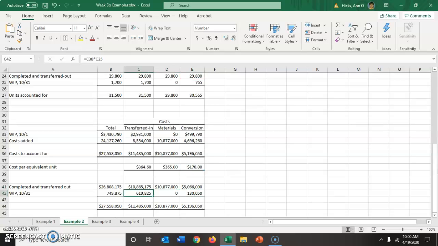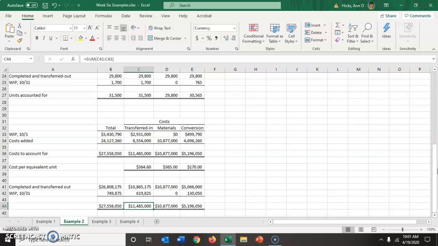Then for WIP, we will do exactly the same thing, the 364.6 times the 1,700 equivalent units for transferred in. Again, there are 0 equivalent units for materials, so there will be no material costs associated with ending WIP. And then the cost per equivalent for conversion costs, the 170 times the 765 units.